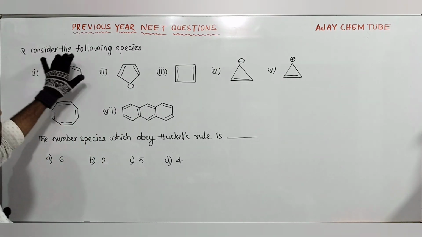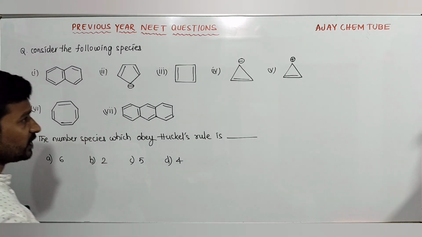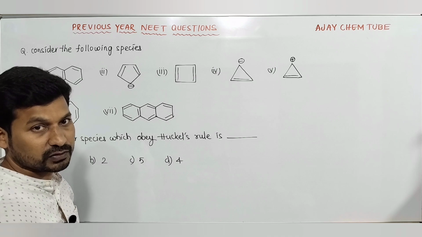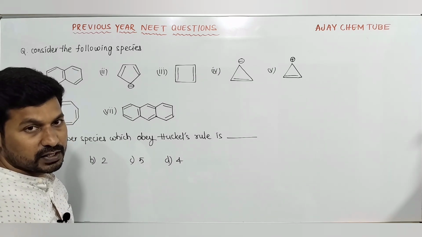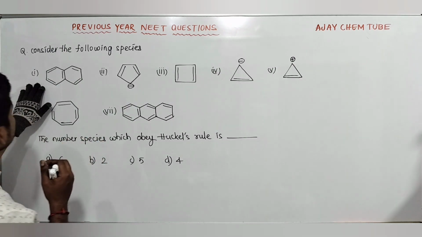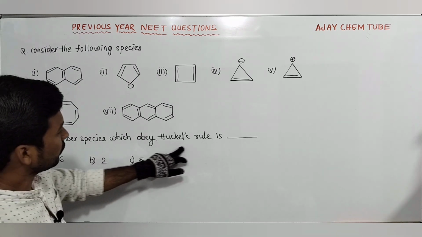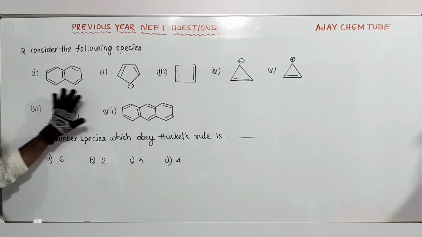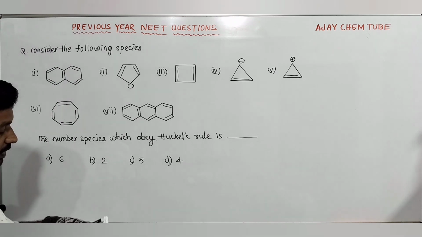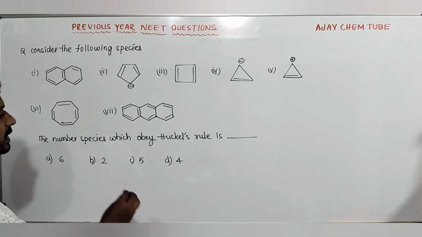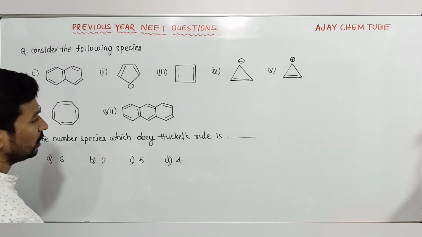Consider the following species. And I will explain APSET and TS MSET questions also. So consider the following species. The number of species which obey Huckel rule is. Here 7 species are given. In those 7 species, how many follow Huckel rule?